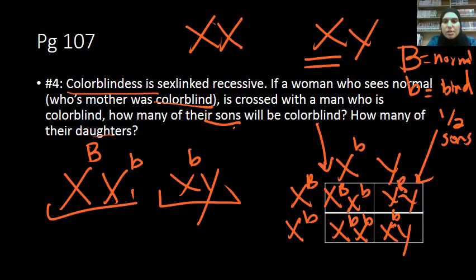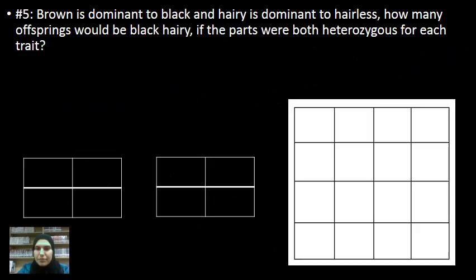When I look at the daughters, this one has a capital B and a lowercase, so she is normal. This one has 2 lowercases, so she is colorblind. So 1/2 of the daughters are colorblind, 1/2 of the sons are colorblind.